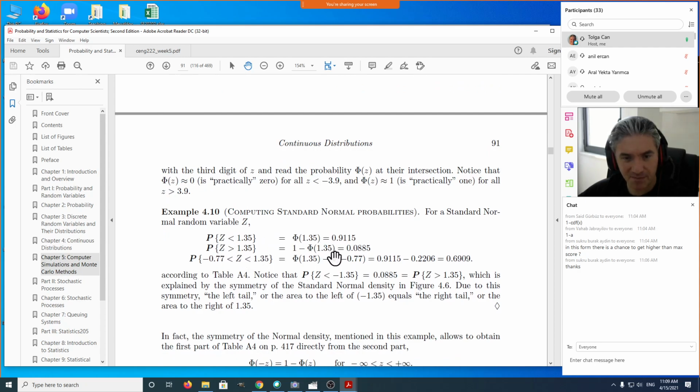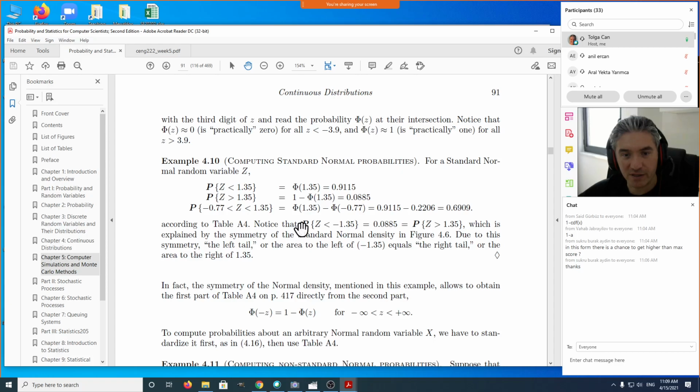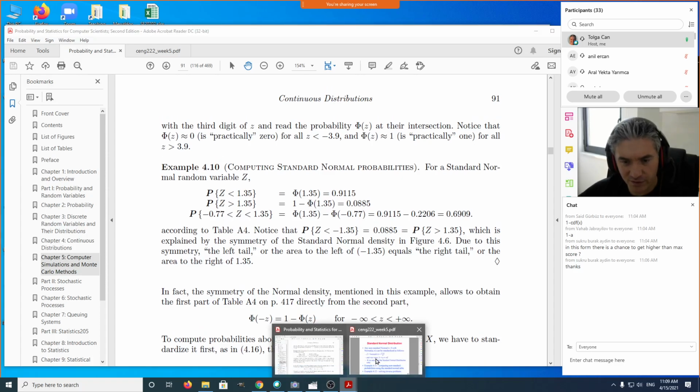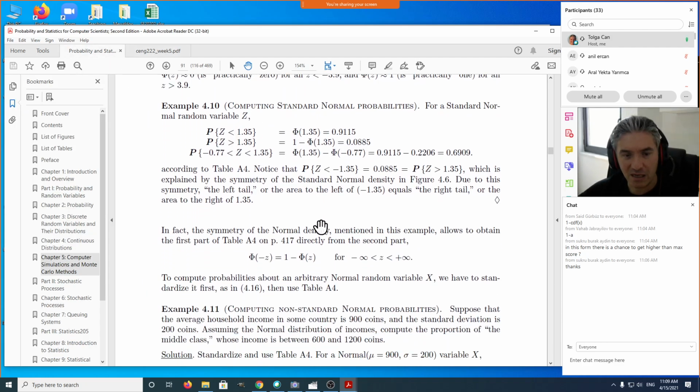This is the same example that I gave, the relationship between z and minus z. 1.35 and minus 1.35, and it's the complement. This is the complement, and this is something else. Are we going to solve this example? Let's see, maybe not. Let's start solving an example from scratch, both of these 4.11 and 4.12. We can take a look at this other example, 4.10, later.